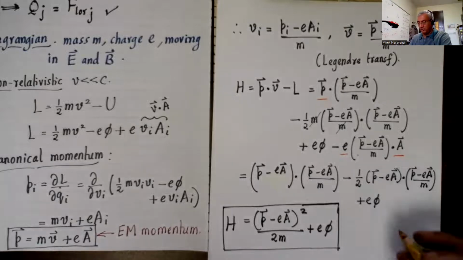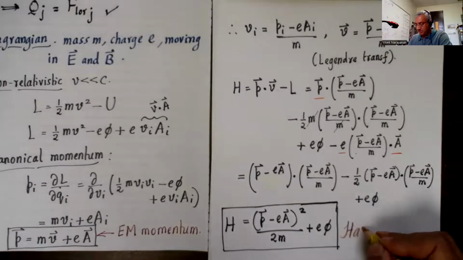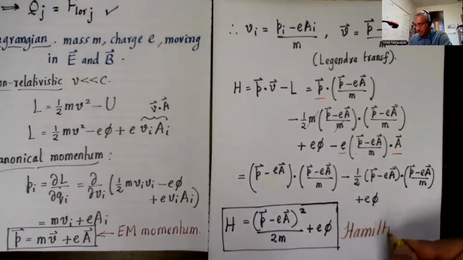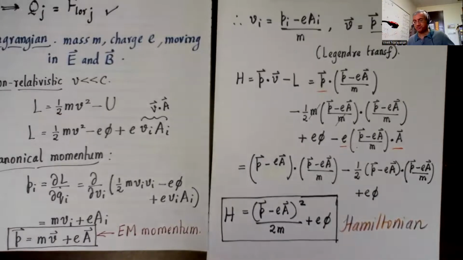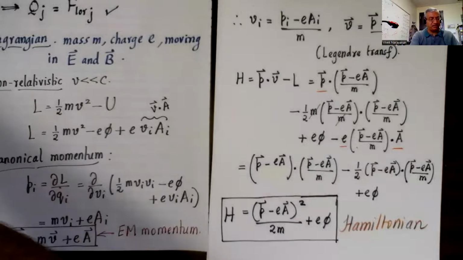So that's an important step in our understanding of the electromagnetic Lagrangian and Hamiltonian. Now, what is the object known as the Jacobi integral?